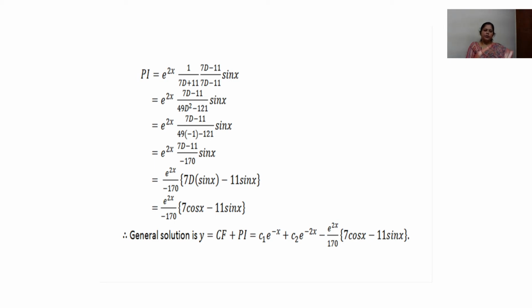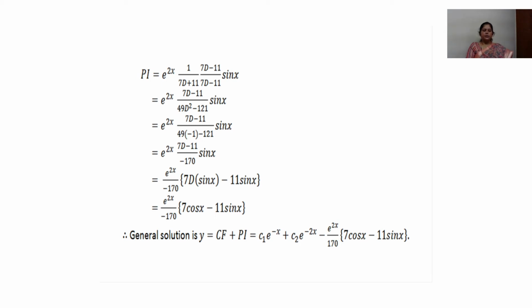Again we have to substitute D square is equal to minus 1. By replacing D square is equal to minus 1, the denominator becomes minus 170. The numerator is 7D minus 11. Now e to the power 2x by minus 170. Sin x has to multiply with 7D as well as 11. So 7D into sin x minus 11 into sin x.